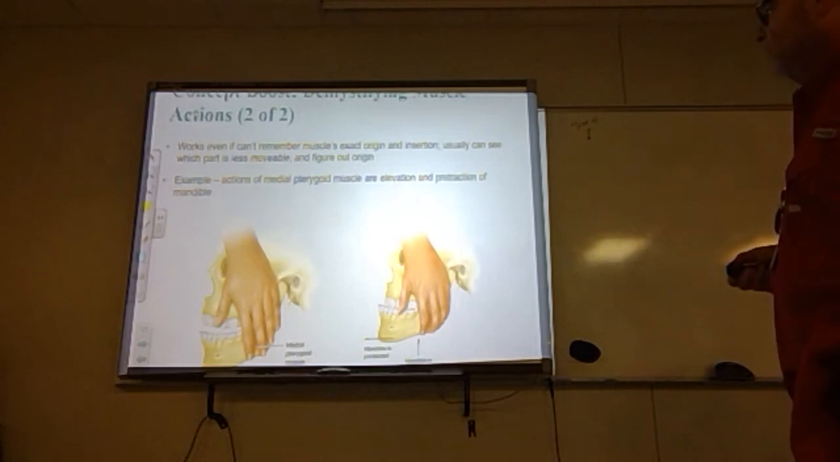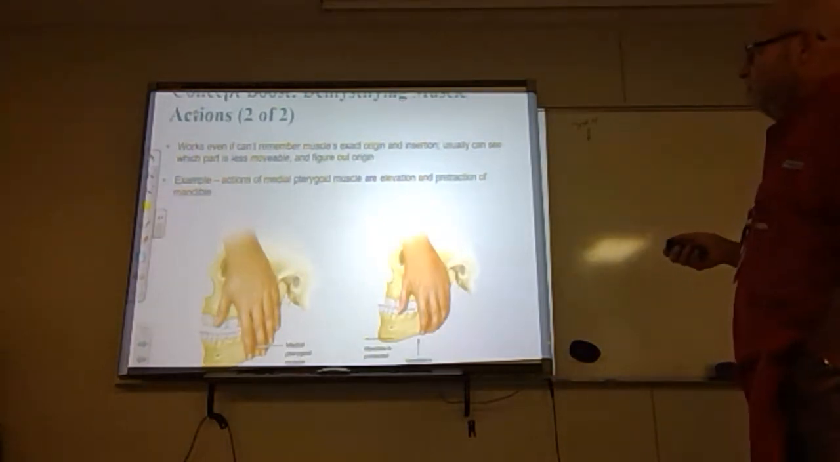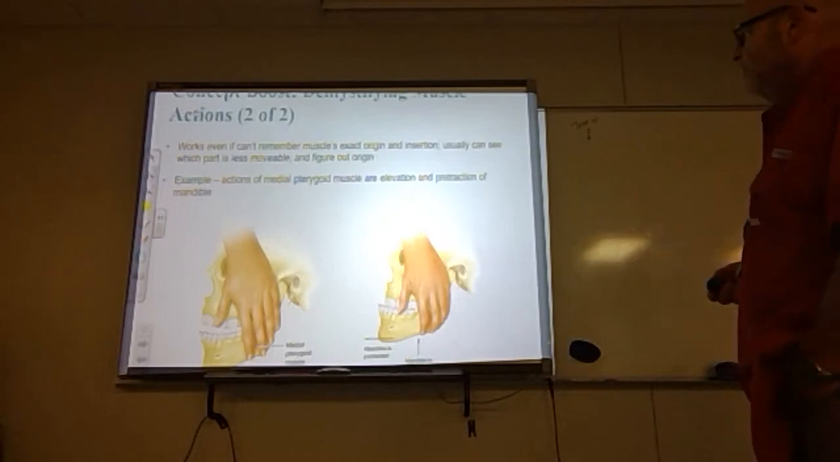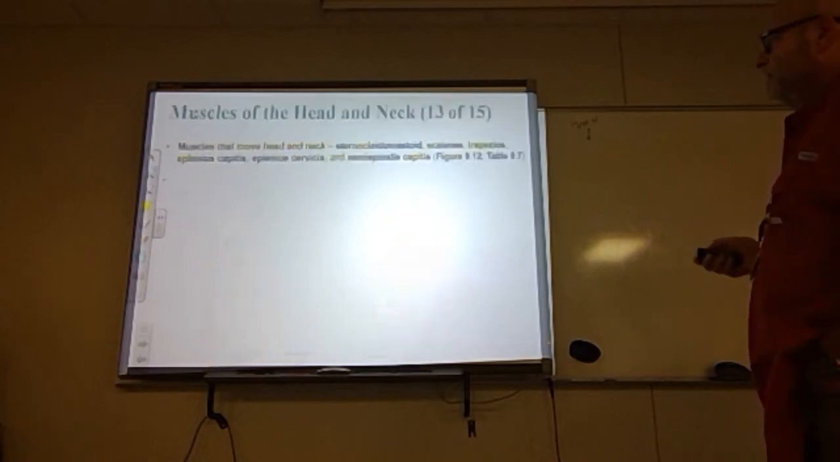Works even if you can't remember a muscle's exact origin or insertion. You can usually see which part is less movable and figure out the origin. Again, this is showing the medial pterygoid muscle that elevates and protracts the mandible.